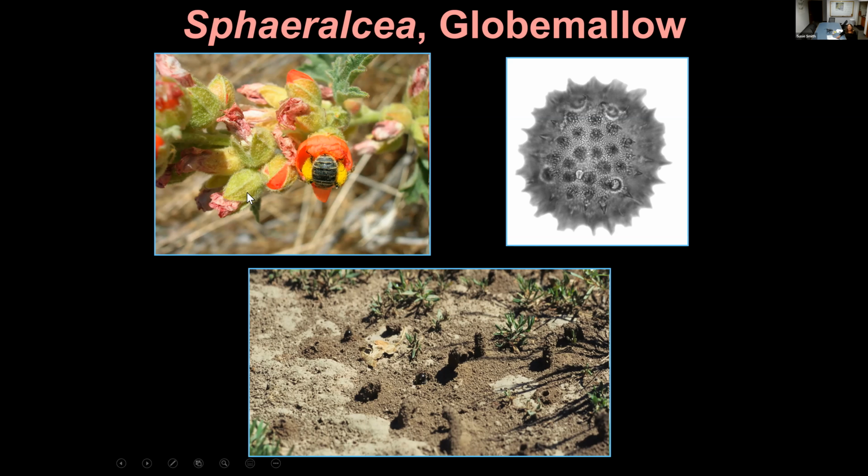This is globe mallow. This is what the pollen grain looks like. It's spiny. It has an aperture system of pores. It has a specialized pollinator that's called the globe mallow bee. It's super tiny. It's like 7 to 9 millimeters long.